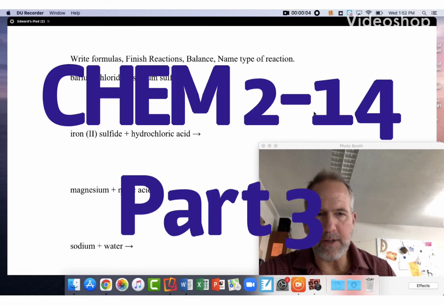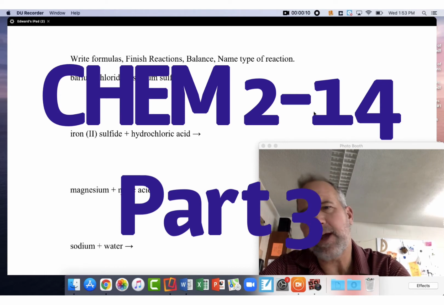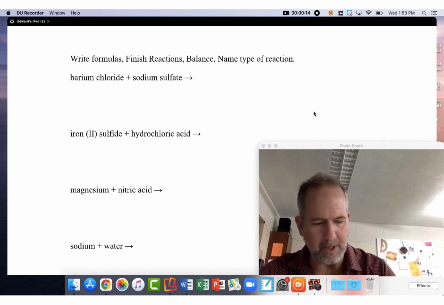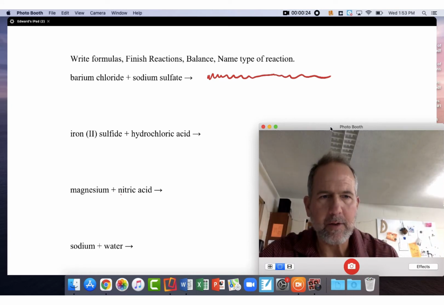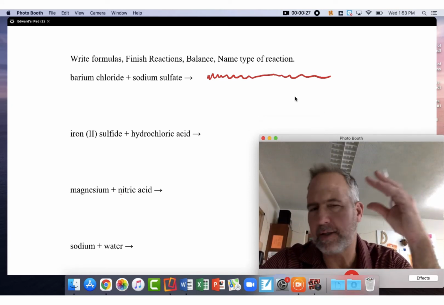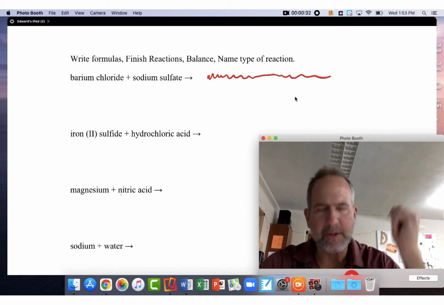Okay, it's time to go over this second page. Actually, it's the third page of this paper. This time they have the formulas written out. I do not want you to write out the names of these products. Instead, what I want you to do is just write the formulas and then balance the equations. So let's get started right here.